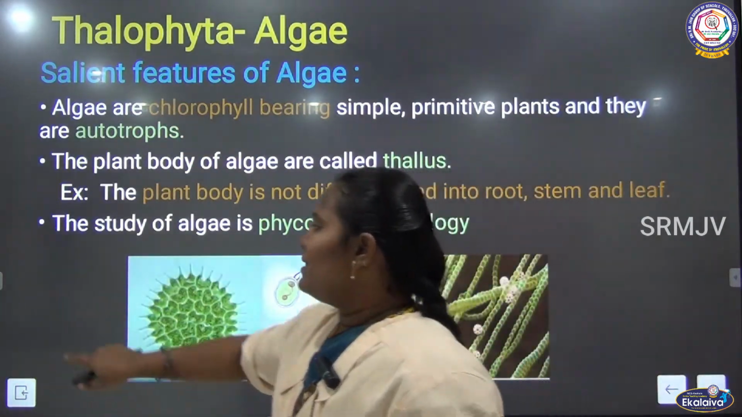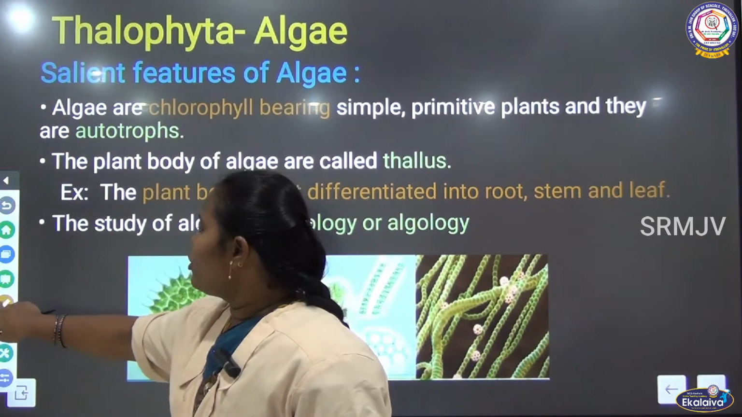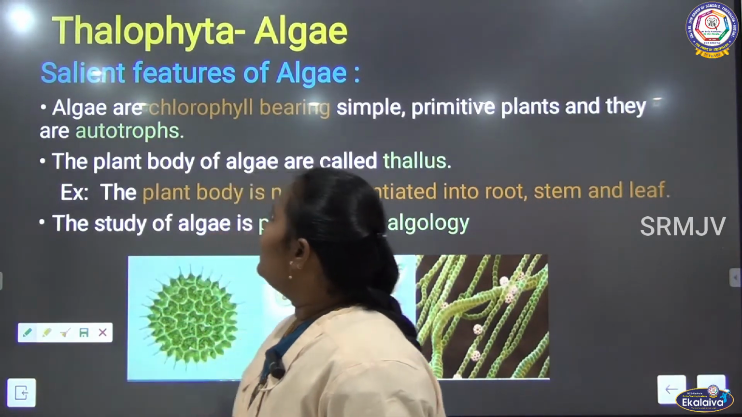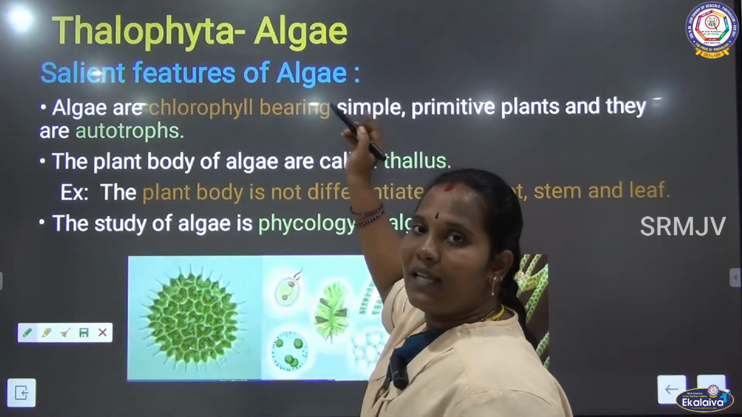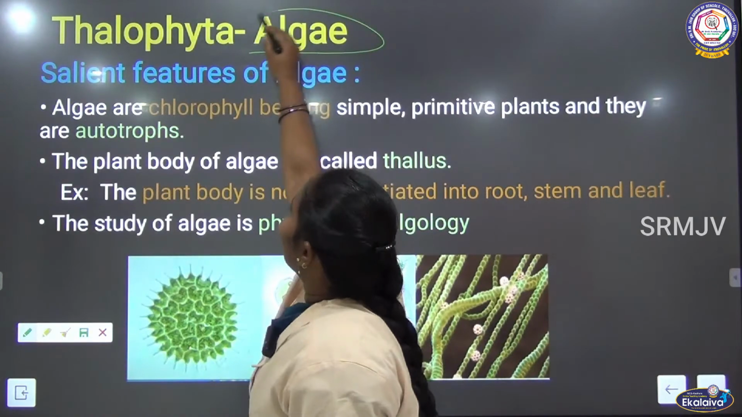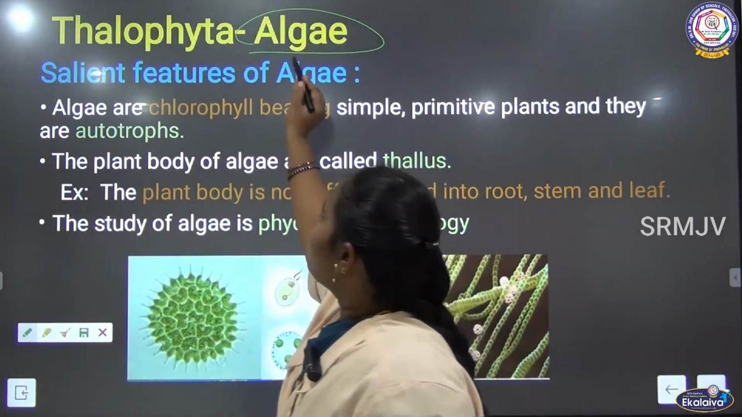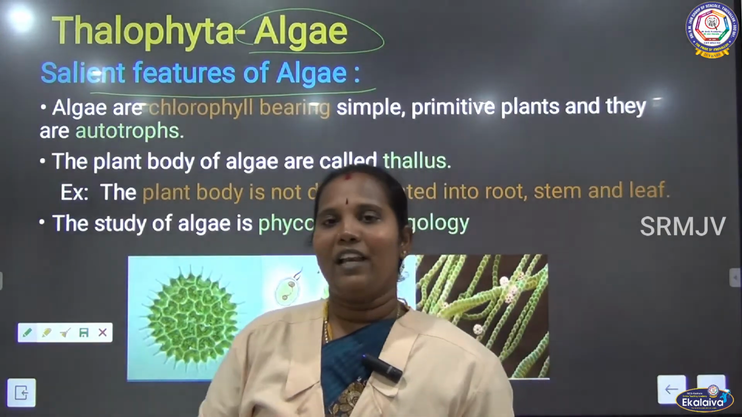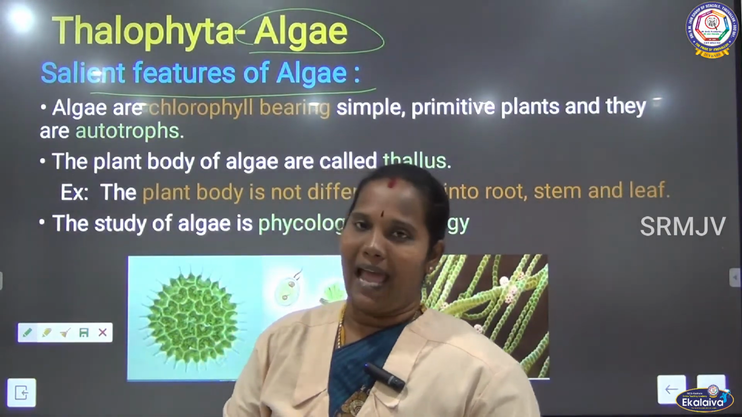Next, we saw the two subkingdoms, the phanerogams and the thallophytes. Here we have to see the thallophytic body structure. For the example of thallophytes, we saw algae and fungi. So first we have to see about the thallophytes, the algae. The salient features of algae, meaning the characters of the algae, we have to see.